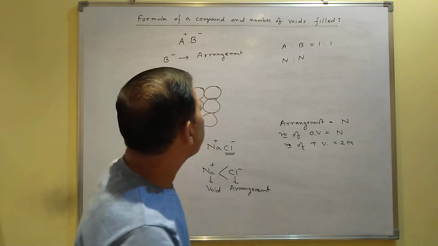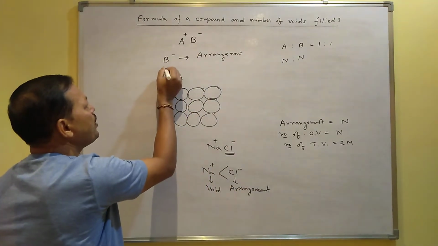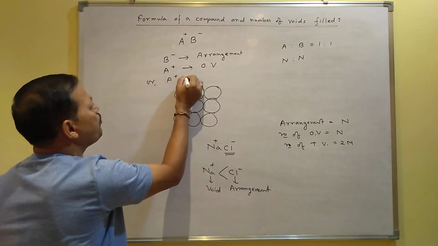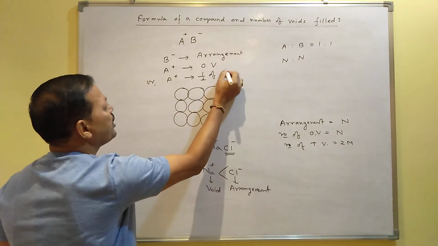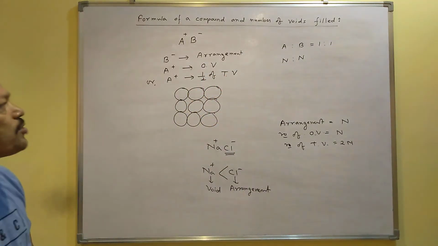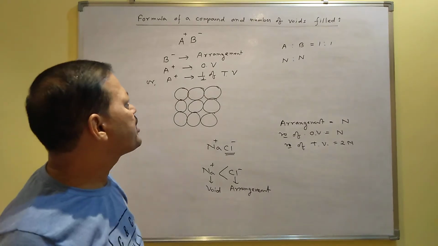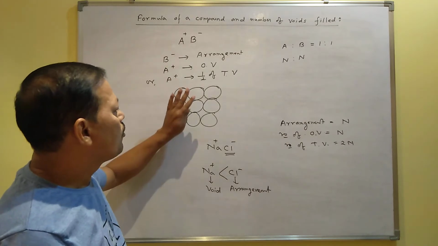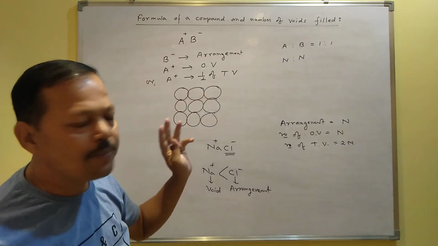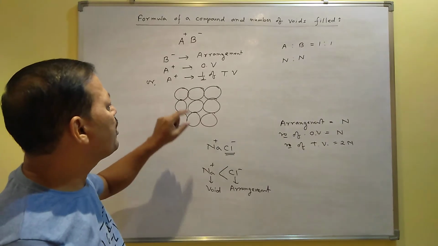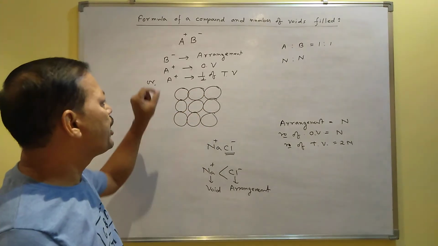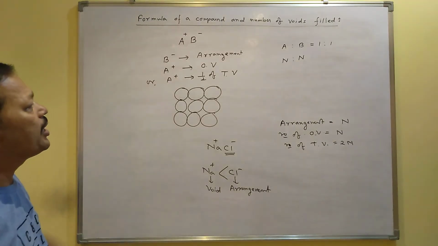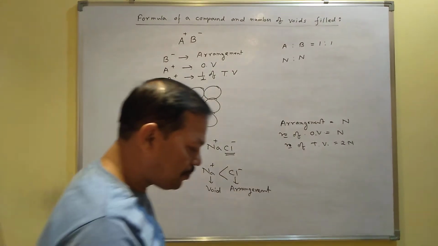So that is why there are two possibilities for this cation. The A plus ion may be present in octahedral voids, or the A plus ion may be present in half of the tetrahedral voids. So there are two possibilities for this type of formula. If the formula is AB, then the anion will adopt the arrangement and the A plus ion will be present in the void. Now what type of void? The A plus ion may be present in all octahedral voids, or may occupy half of the tetrahedral voids. This type of arrangement you will get for this type of formula AB.